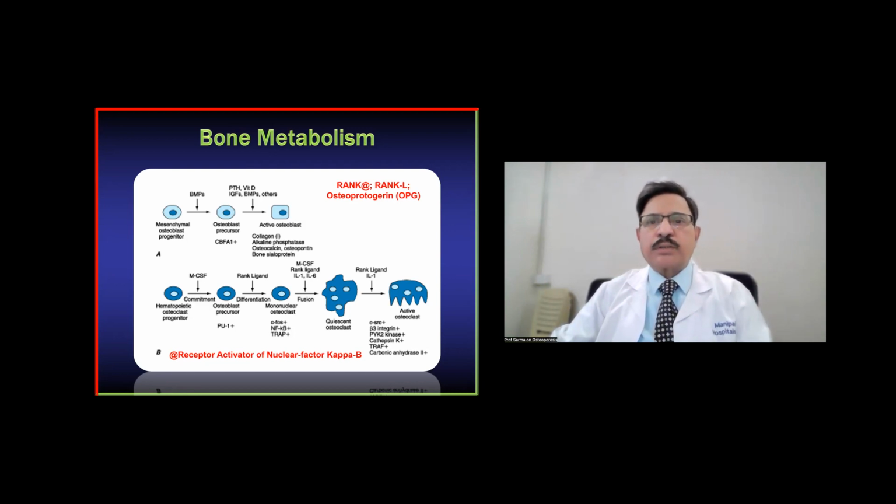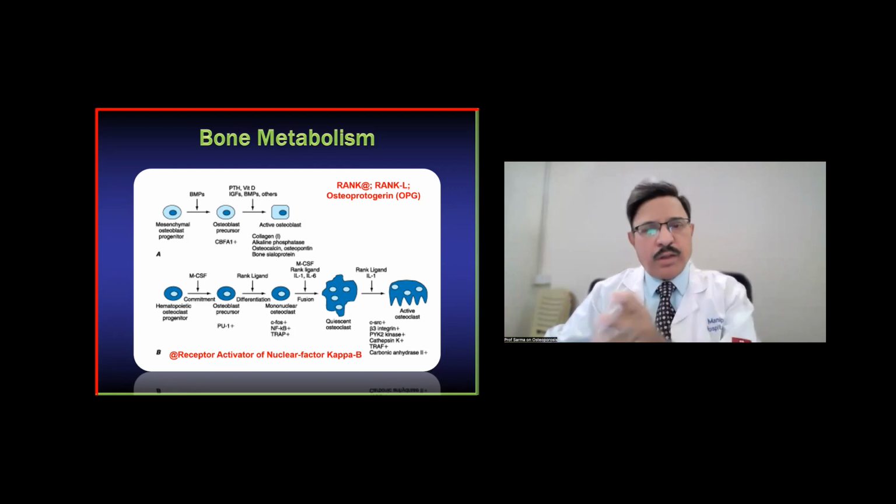So there are receptors called RANK and RANK-L and osteoprotegerin. OPG is the osteoprotegerin. Likewise for the osteoblast, for the osteoclast also we have hematopoietic osteoclast progenitor cells. And there, by MCSF and commitment, they become osteoclast precursors. And then the RANK ligand makes it differentiate and produces mononuclear osteoclast. They are coming from what?